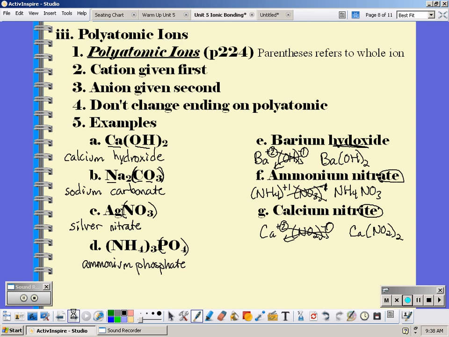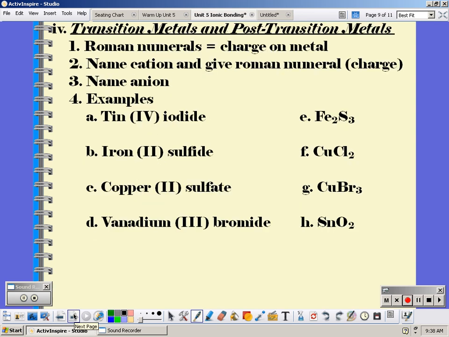Transition metals or post-transition metals. Remember, transition metals are in the D block, groups 3 through 12. Post-transition metals are any metals found under the stairs except aluminum. We have to show the Roman numeral for the charge.